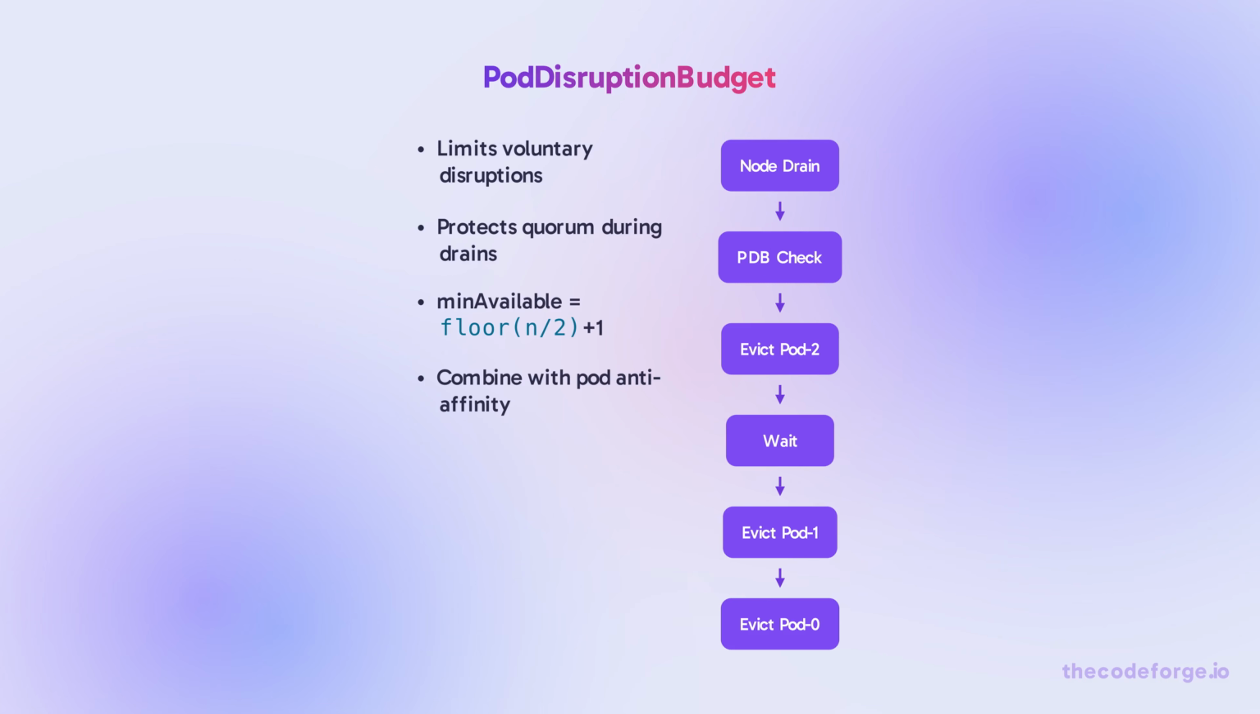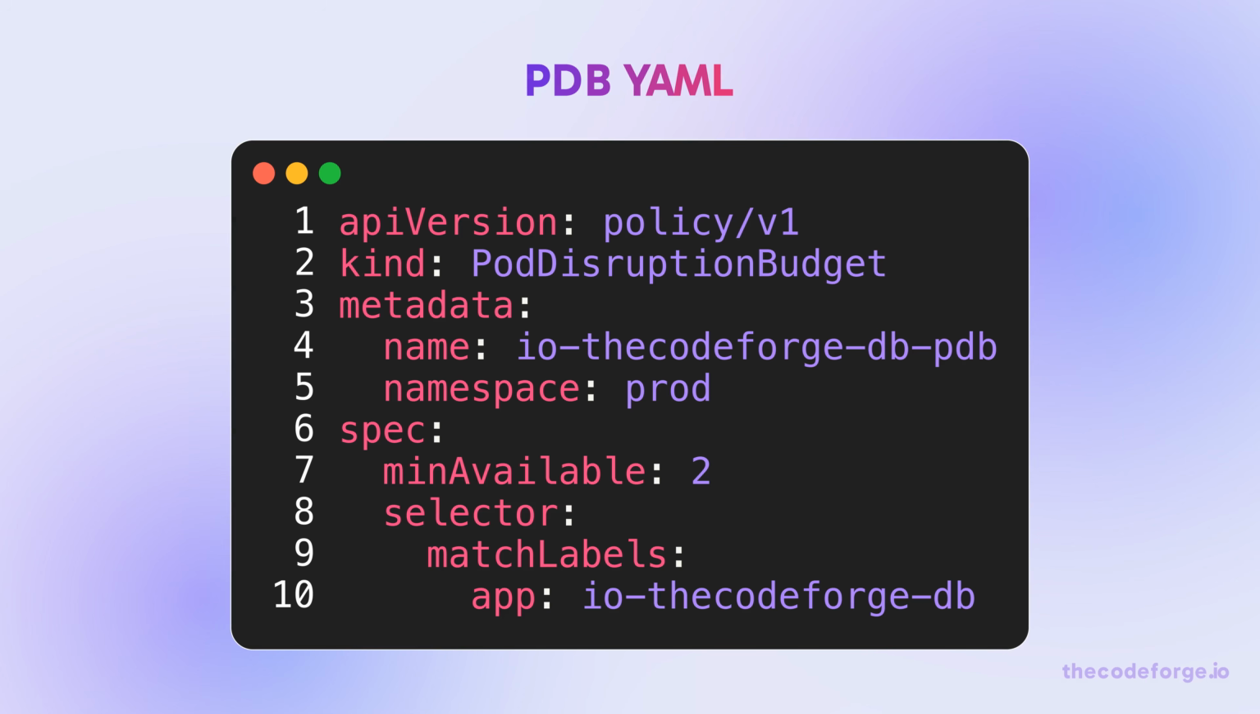A PodDisruptionBudget ensures that during voluntary disruptions like node drains, a minimum number of pods remain available. For a 3-node cluster, set minAvailable: 2 to maintain quorum. This PDB ensures at least 2 pods are available during voluntary disruptions. kubectl drain respects this and will block if evicting a pod would violate the budget.